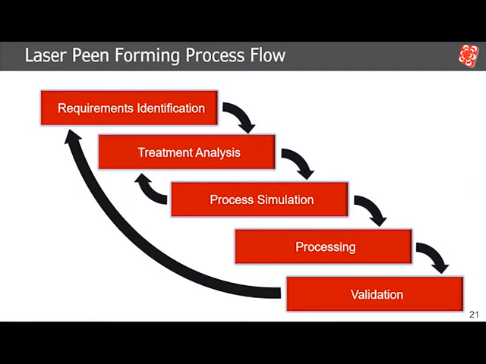So the overall process flow, to summarize how that works, is we start with our requirements in peen forming. We look at the treatment analysis of what's going to get us to those requirements. We'll then run through our process simulation, which uses our finite element process. Eventually, we'll actually do the treatment itself, and then our validation. This can be an iterative loop, especially if you have complex geometries that we're working with. While the processing and simulation gets us very close, there can be some opportunities to further refine those results.